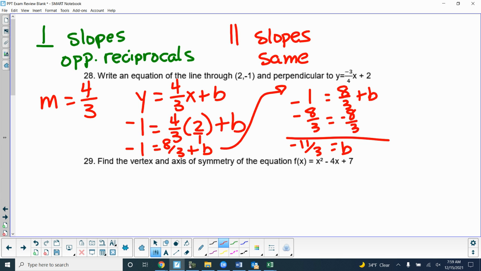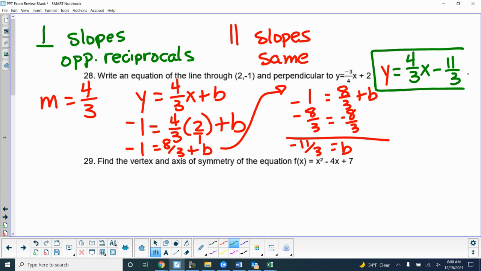So our answer is y equals 4/3 x, our slope, minus our b, 11/3. Okay? So those two are pretty similar. All right? Questions?